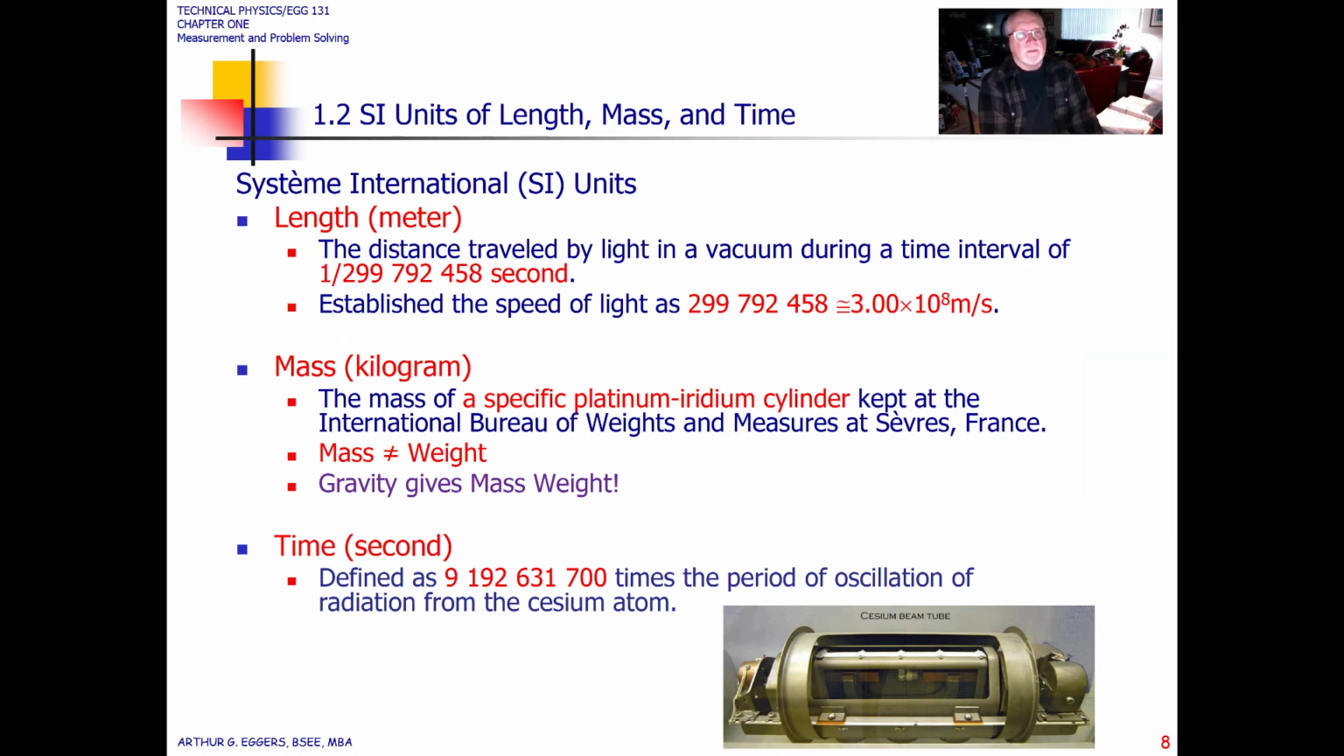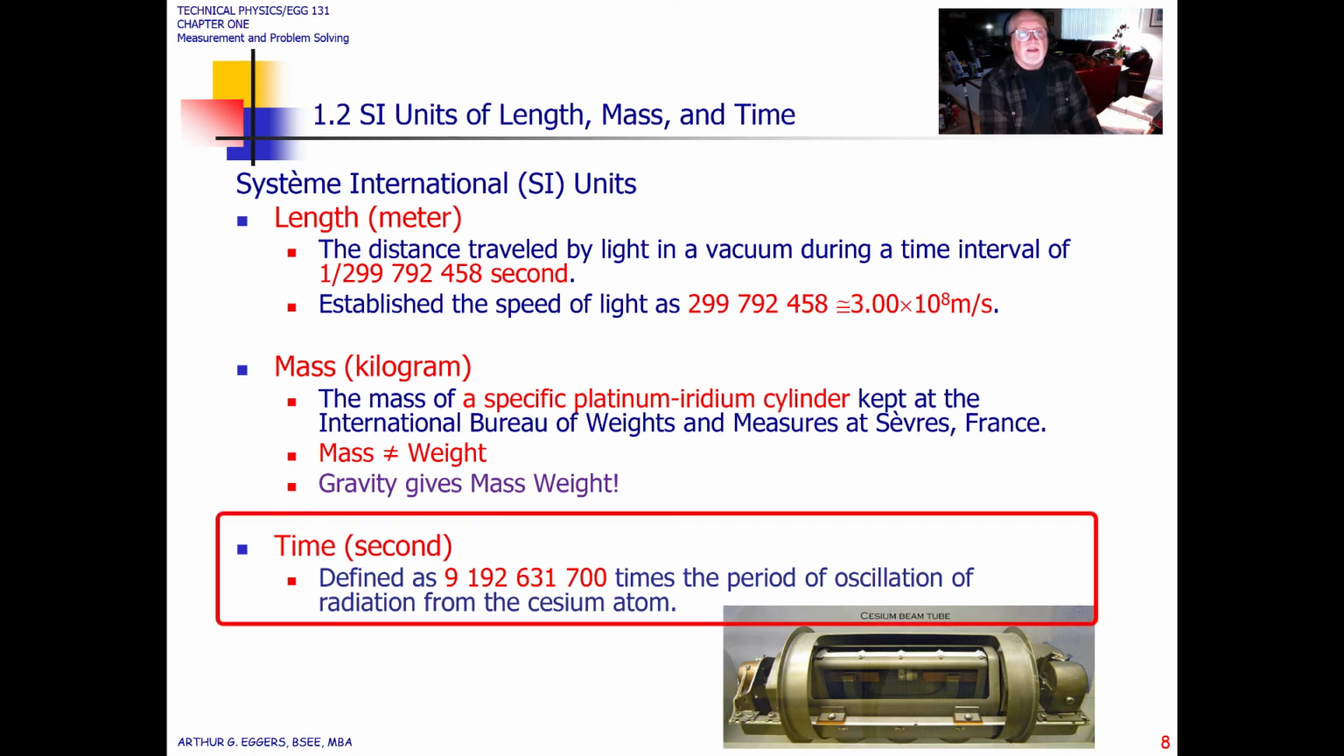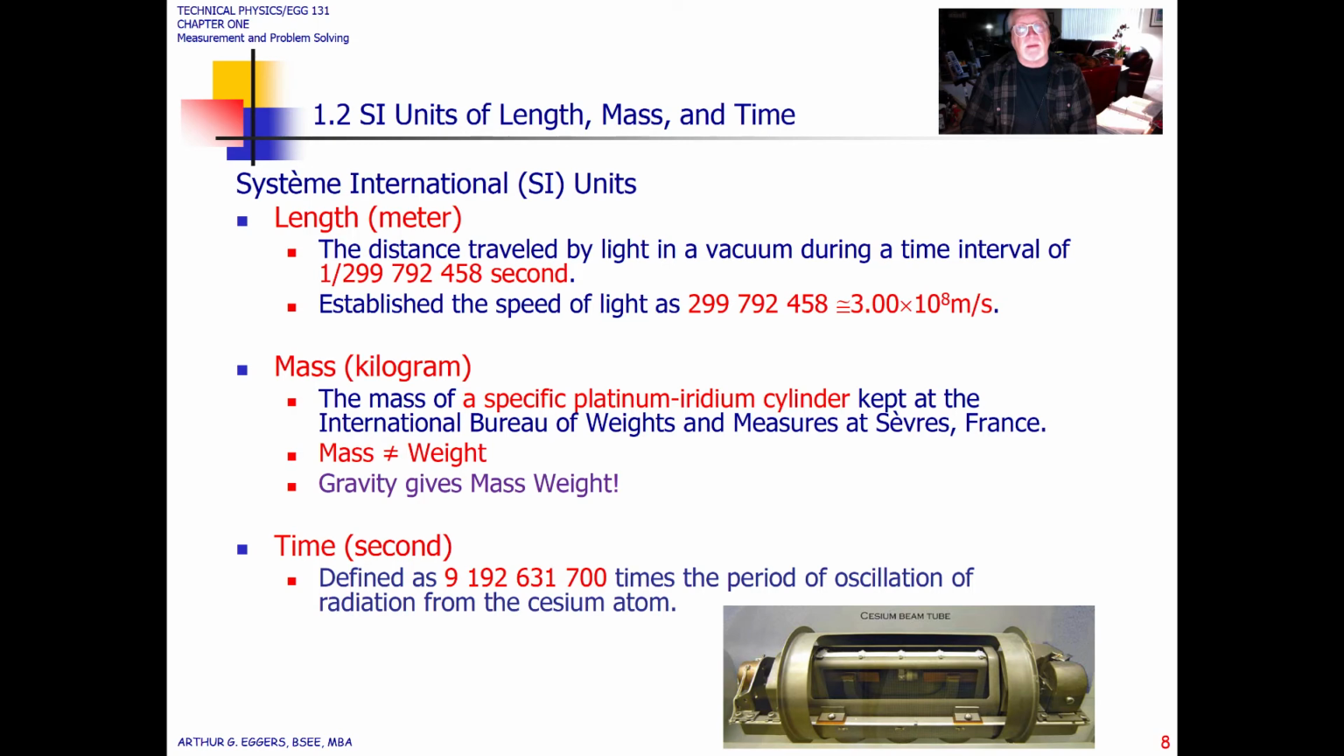And time, typically the second, is defined as 9,192,631,700 times the period of oscillation of radiation of a cesium atom. So you can see by these measures, they're pretty exacting, and these measures then help establish the standard for which we use.